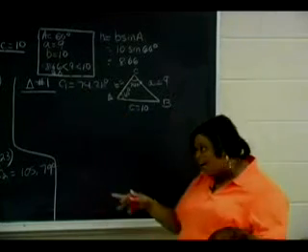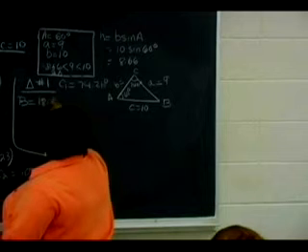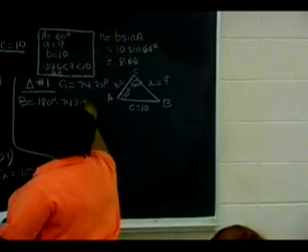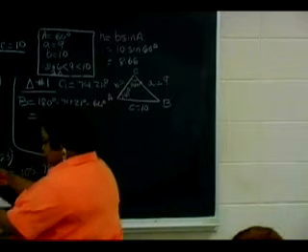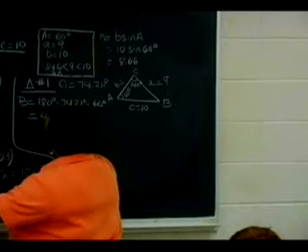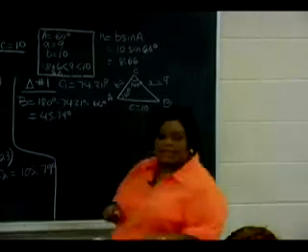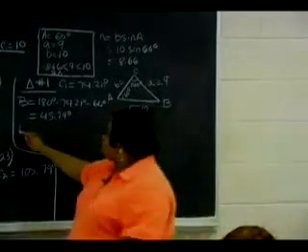So let's find big B. We can find big B because we're given both the other angles: 180 minus 74.21 degrees, minus 60 degrees. So big B would be 45.79 degrees. Okay?